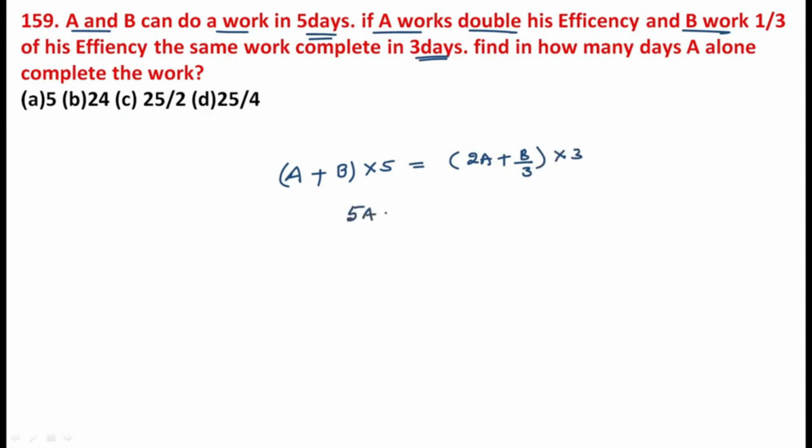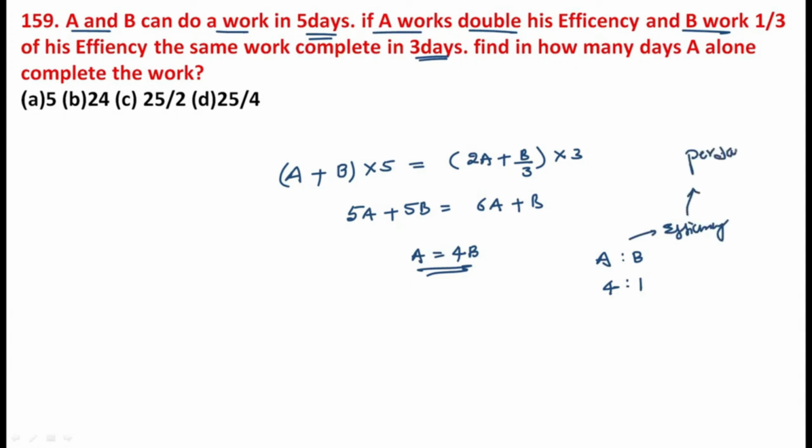Now the equation here, 5a plus 5b exactly equal to 6a plus b/3. Now the final efficiency here, a value exactly equal to 4b, means the efficiency ratio is 4 is to 1. And we already discussed many times, efficiency means per day work. It means in one day A does 4 units while B does 1 unit. If you substitute either here or here, you can get the total work. Now the total work means a plus b is equal to 5, 5 fives are 25 units of work.